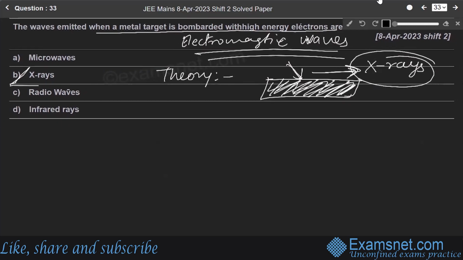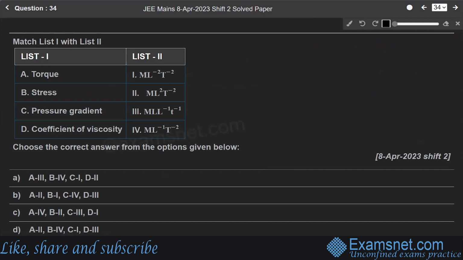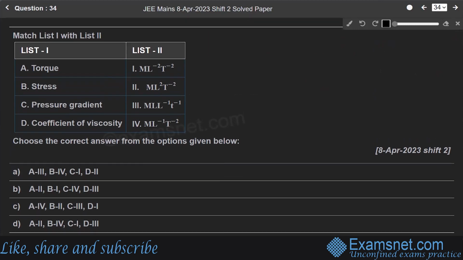Okay. Now, next question, question number 34. In this question, we have to find the units of it. This question is directly from our first chapter of units and measurement.